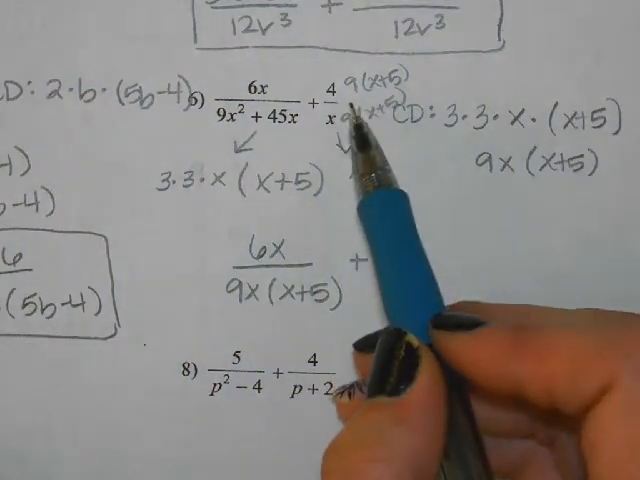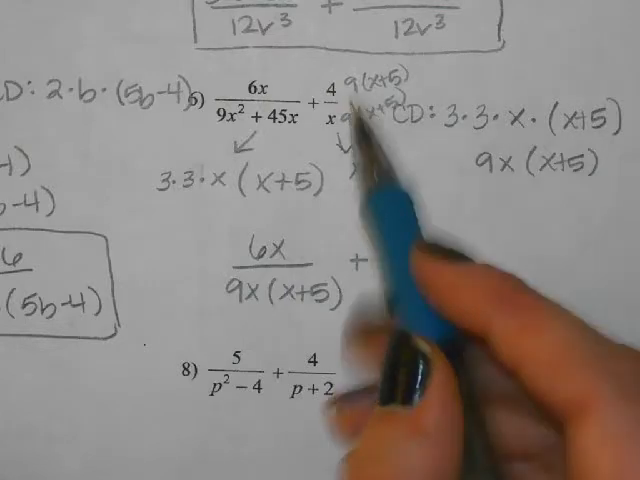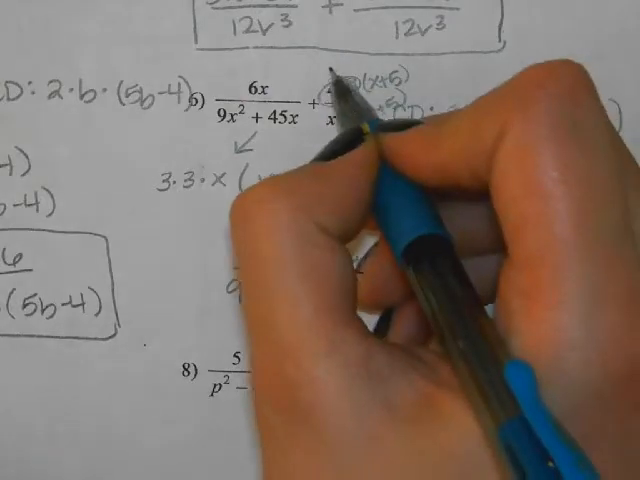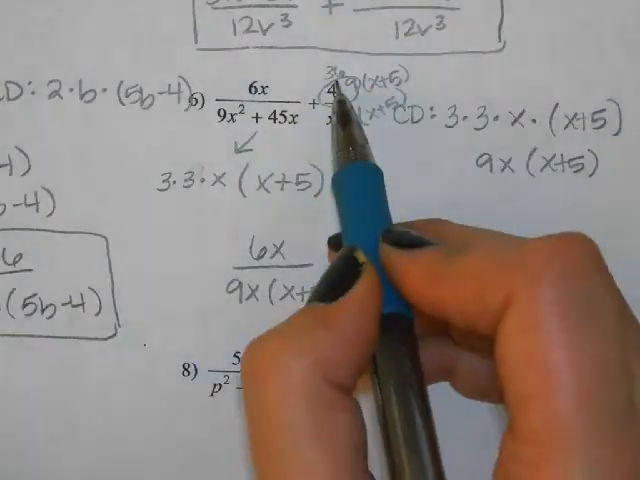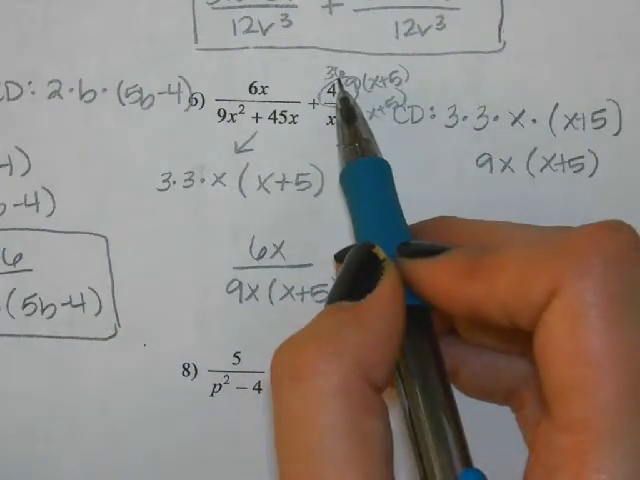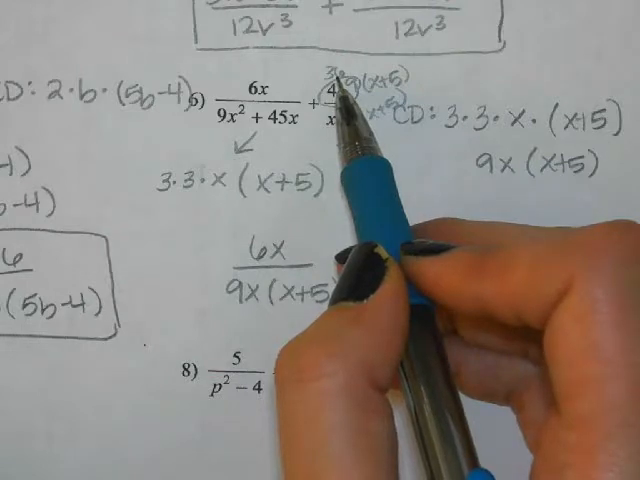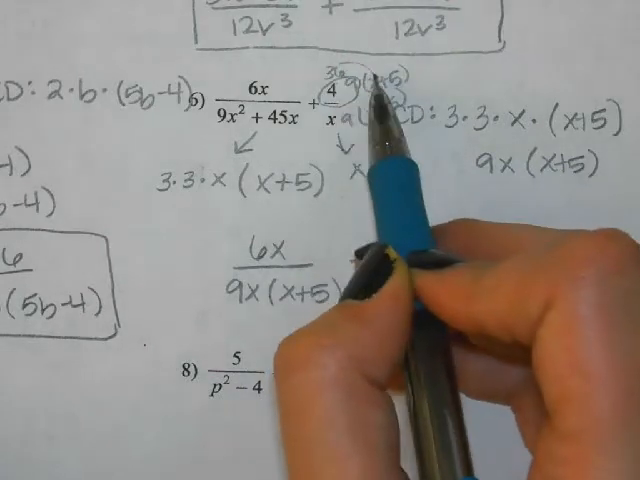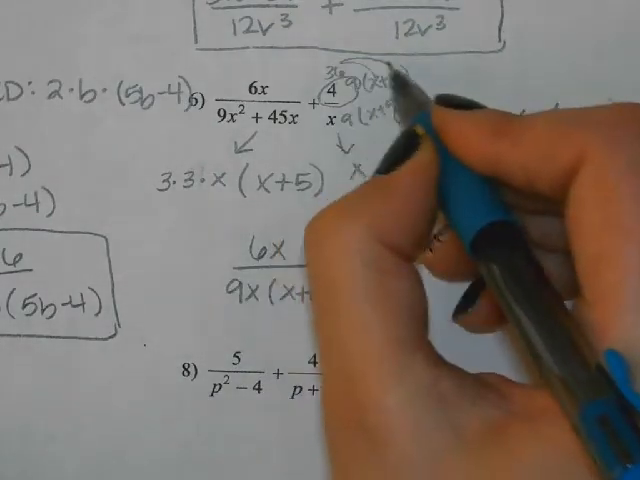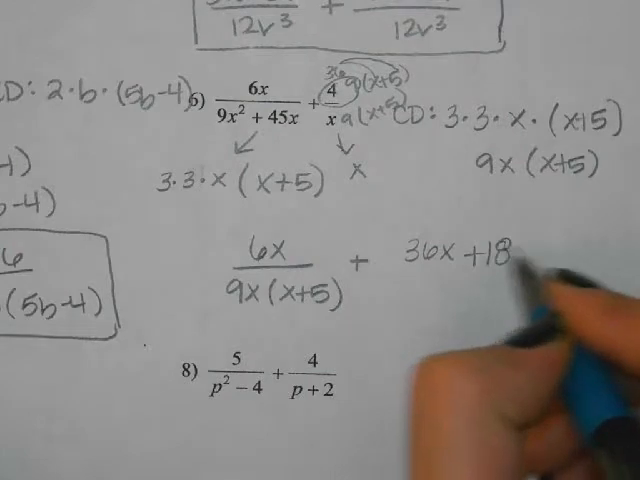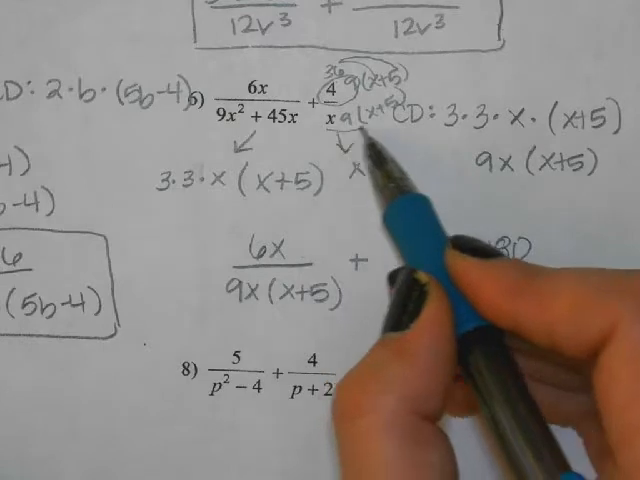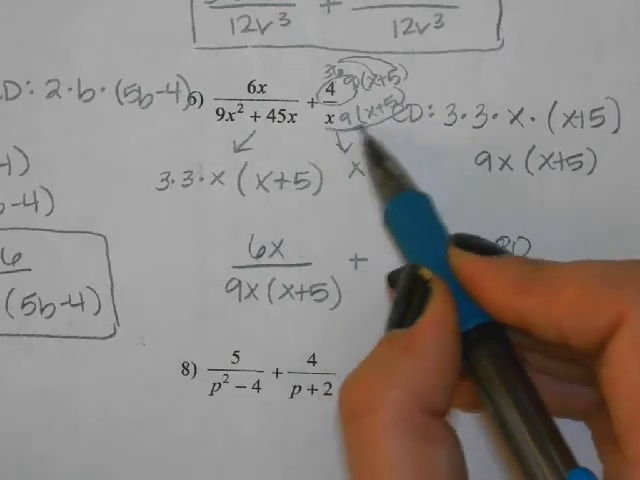So when we do this one, we have to be careful because we have a 4 times a 9. What's 4 times 9? 36. So we have a 36 that's going to distribute to the parentheses. So 36 times x plus 36 times 5, which is 180. Good. And then on the bottom, we just write this part out in factored form, and so that's going to be 9x times x plus 5.